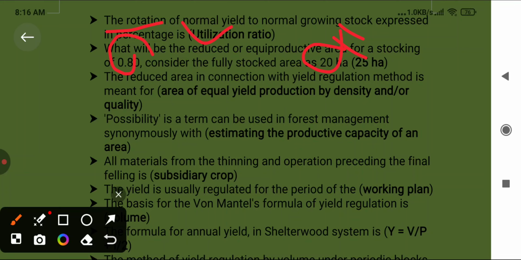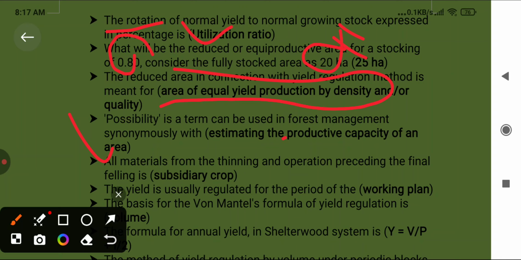The reduced area in connection with yield regulation method is meant for area of equal yield production by density and quality. Possibility is a term used in forest management synonymously with estimating the productive capacity of an area.